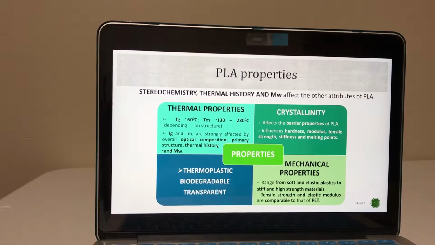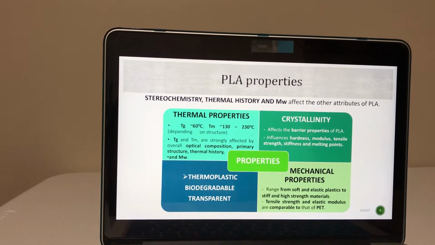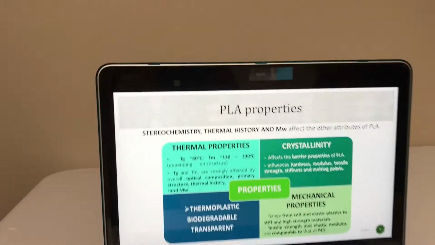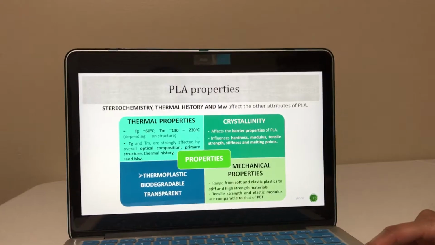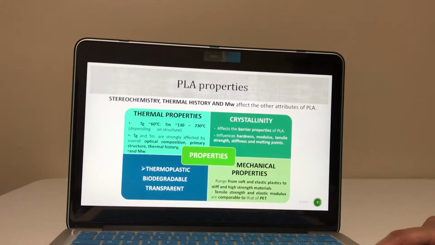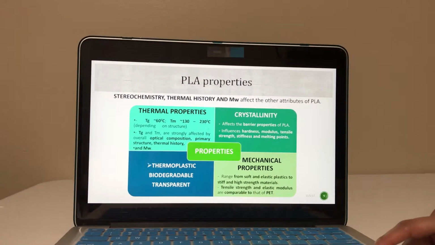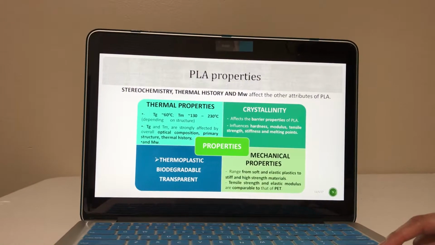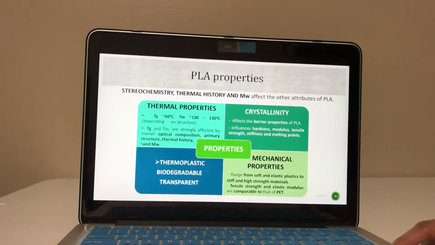Stereochemistry, thermal history, and the molecular weight are seen to affect most other attributes of PLA. The glass transition temperature is around 60 degrees C, and the melting point ranges from 130 to 230 degrees Celsius depending on the PLA structure. The Tg and Tm are strongly affected by the optical composition, primary structure, thermal history, and molecular weight.